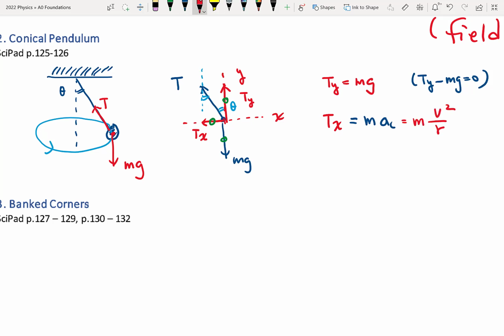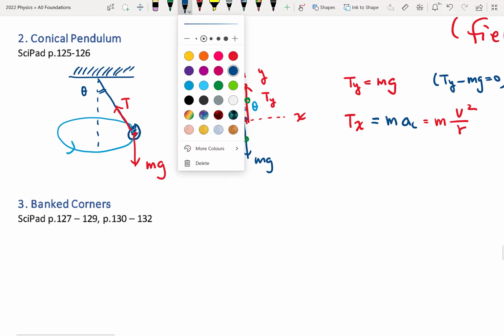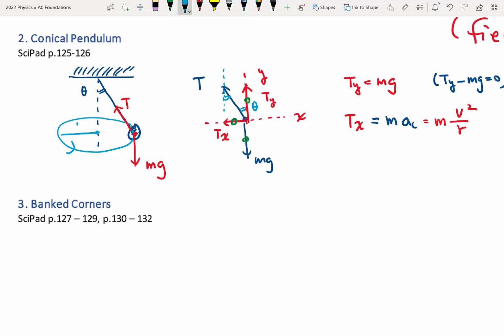mv squared over r. Okay, and so where is our r? Our r is here, from the center to here. This is our r. Okay, and the speed it is traveling at, in the tangent direction, will be v. Okay, so this will be our tools for analyzing the conical pendulum.